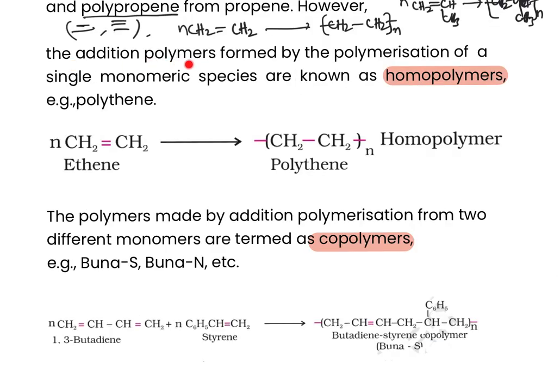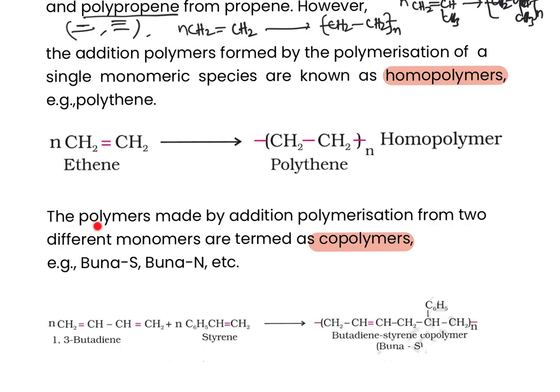The addition polymers formed by the polymerization of single monomeric species are known as homopolymers. Homopolymer meaning what? Polymer formed by a single monomer unit. It means no other monomer participates; only one type of monomer unit participates in the polymerization and forms a polymer. That is called a homopolymer.